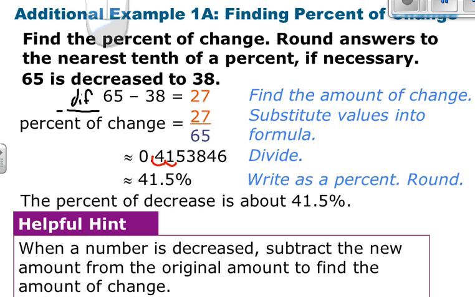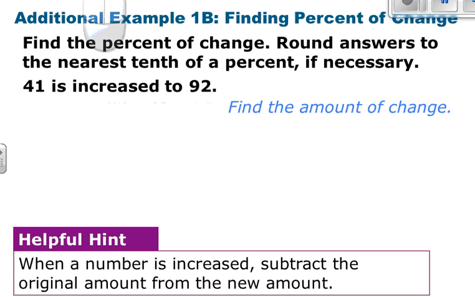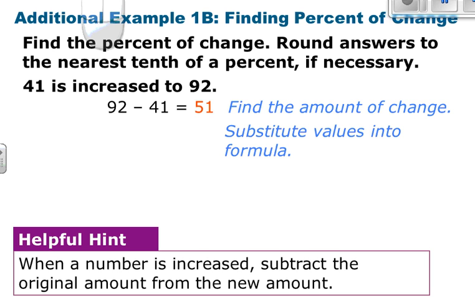Let's do another one. Find the percent of change, round the answer to the nearest tenth. 41 is increased to 92. So once again, we start with the amount of change. So what is the difference between these? Now our original number is 41, but so that we don't have a decimal, sorry, not a decimal, a negative number, we put the largest one first. 92 minus 41 is 51. So 51 over the original number was once again 41.